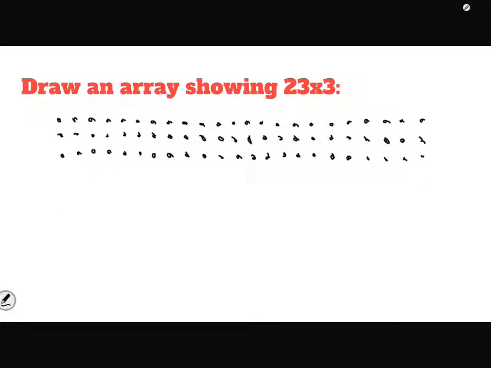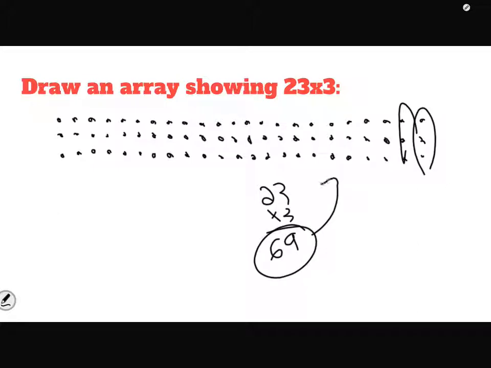Obviously, we would not count those little things, but we could. If you were really little and didn't understand, you could skip count by 3s all the way up, or you could skip count by 23s. But this is showing that for 23 times 3, I should have 69 little dots in that area.